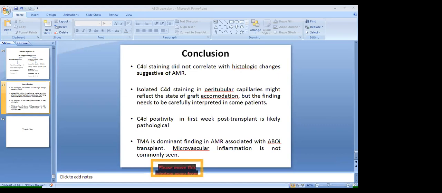Good evening, sir. I'm Dr. Ramya from Artemis Hospital. Hi. Yeah, hello. No, sir. As of now, we are not doing any protocol biopsies in the ABO-compatible transplants. Okay.